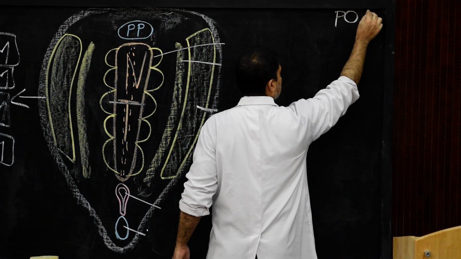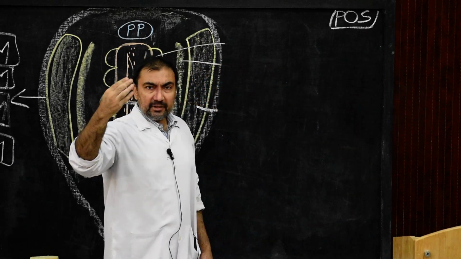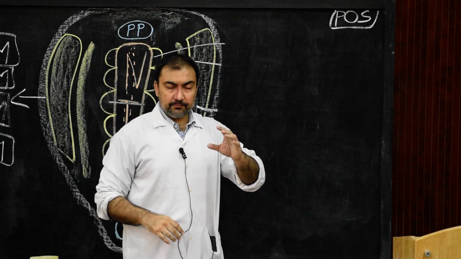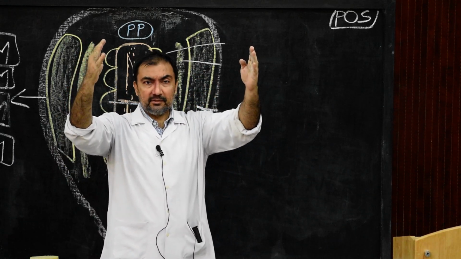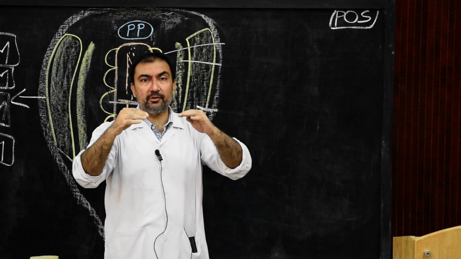pre-otic somites. Remember, the pre-otic somites are above the otic vesicle, and the portion of paraxial mesoderm which is extending above the otic vesicle is called pre-otic somites.